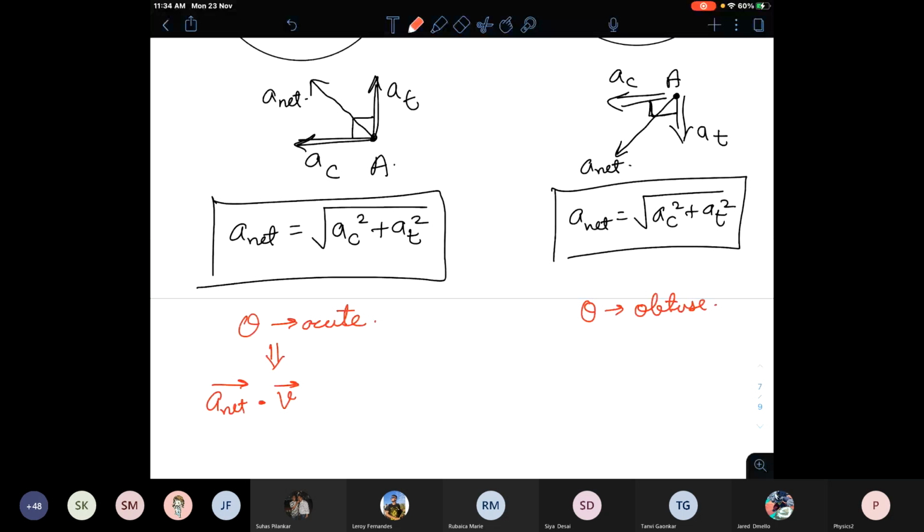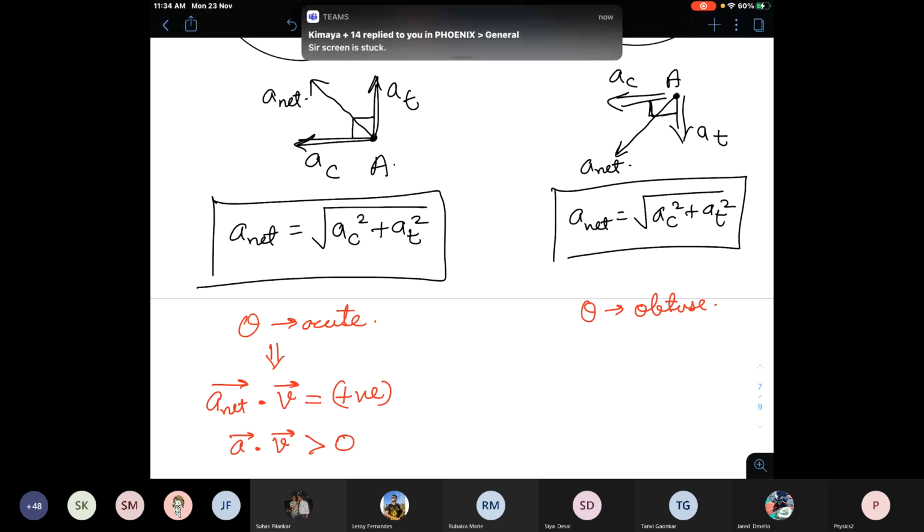Since theta is acute, it can be 30 degrees, 60 degrees, or 45 degrees. So if you write cos 60, cos 30, cos 45, all are positive values only. They are never negative. So A dot V in this case will come out to be positive. Or you can write it like this, that A dot V is greater than 0.